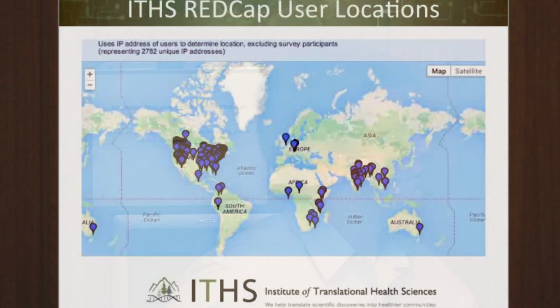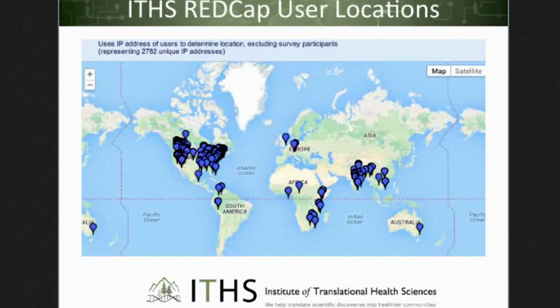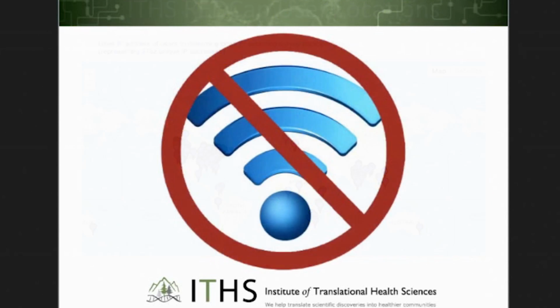These are all our users, or all the IP addresses of our users in the last 3 months. As you can see, we have a lot of users in the continental US, but we also have a few users in South America, Africa, East Asia. And all those users usually have one thing in common, is that they have a spotty internet connection.